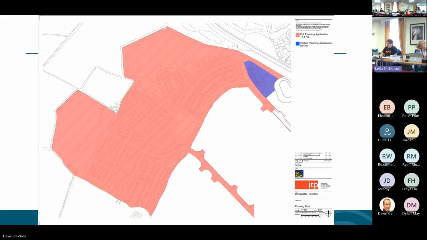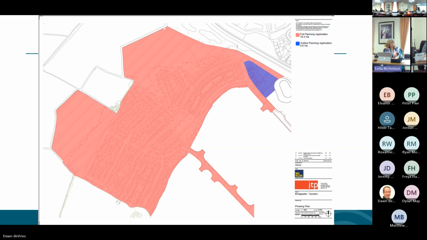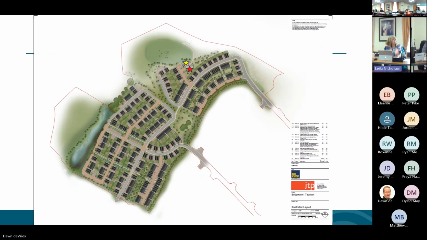That's just really to show you the phasing. The blue area is the bit that's covered in outlines. The 15 outline are in there. The rest of this is all the detailed full application for 346 houses. And there is the layout that we have for those houses that are subject to the full element application.